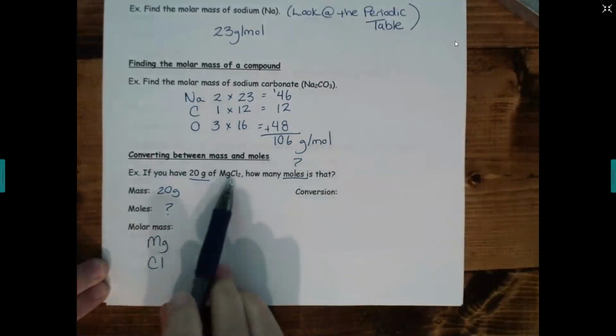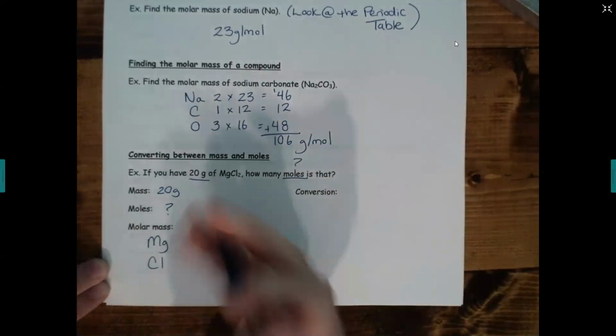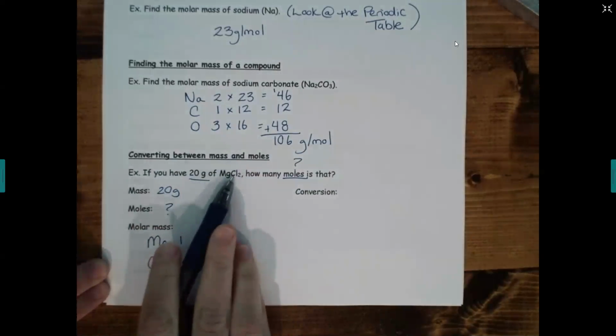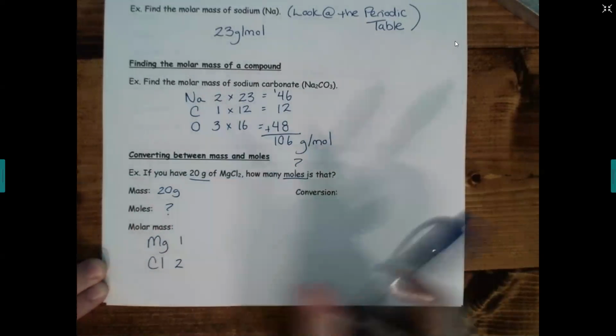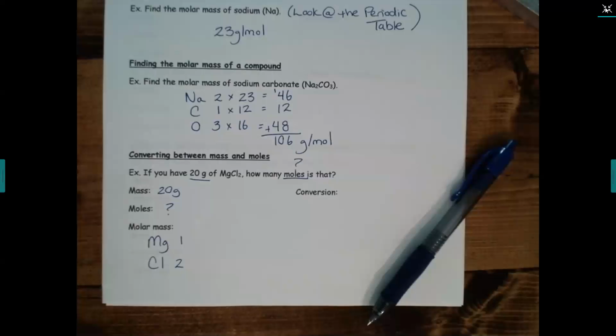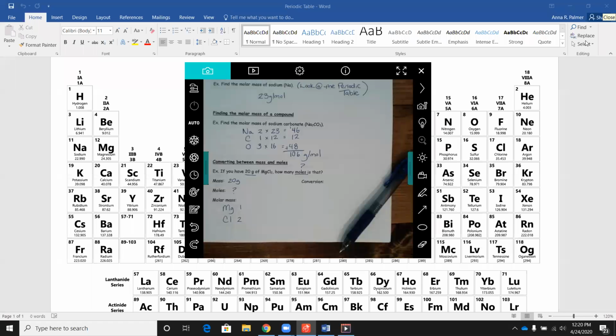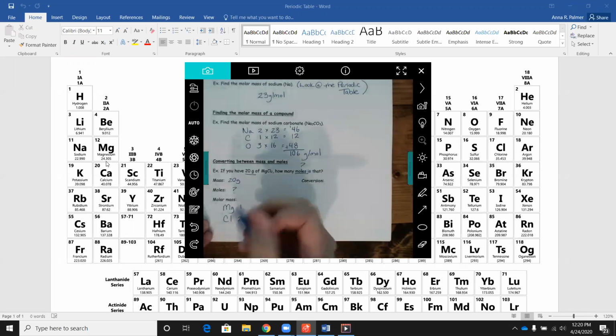So we have 1 magnesium, since there's not a subscript next to it, and we have 2 chlorine. I'm going to look at my periodic table for those masses. You'll see that magnesium's mass, since it's 0.3, I'm going to keep that 0.3. So times 24.3. And then for chlorine, it's 35.45. So I'm going to round that to 35.5.